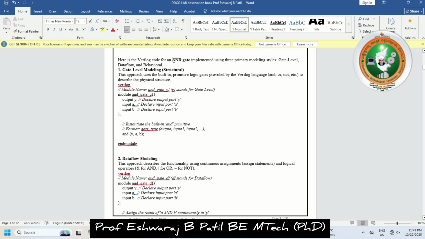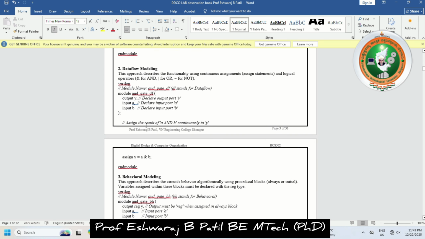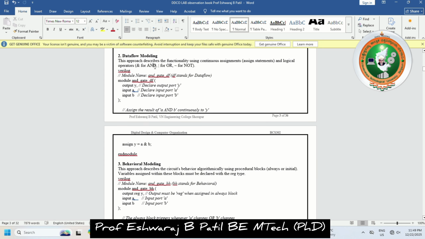Okay, next, write a Verilog program for the AND gate with the help of the structural model. You can see here AND, y of a, b. In gate level modeling the gate is used directly. This is all about writing the Verilog code for the AND gate in the structural model.